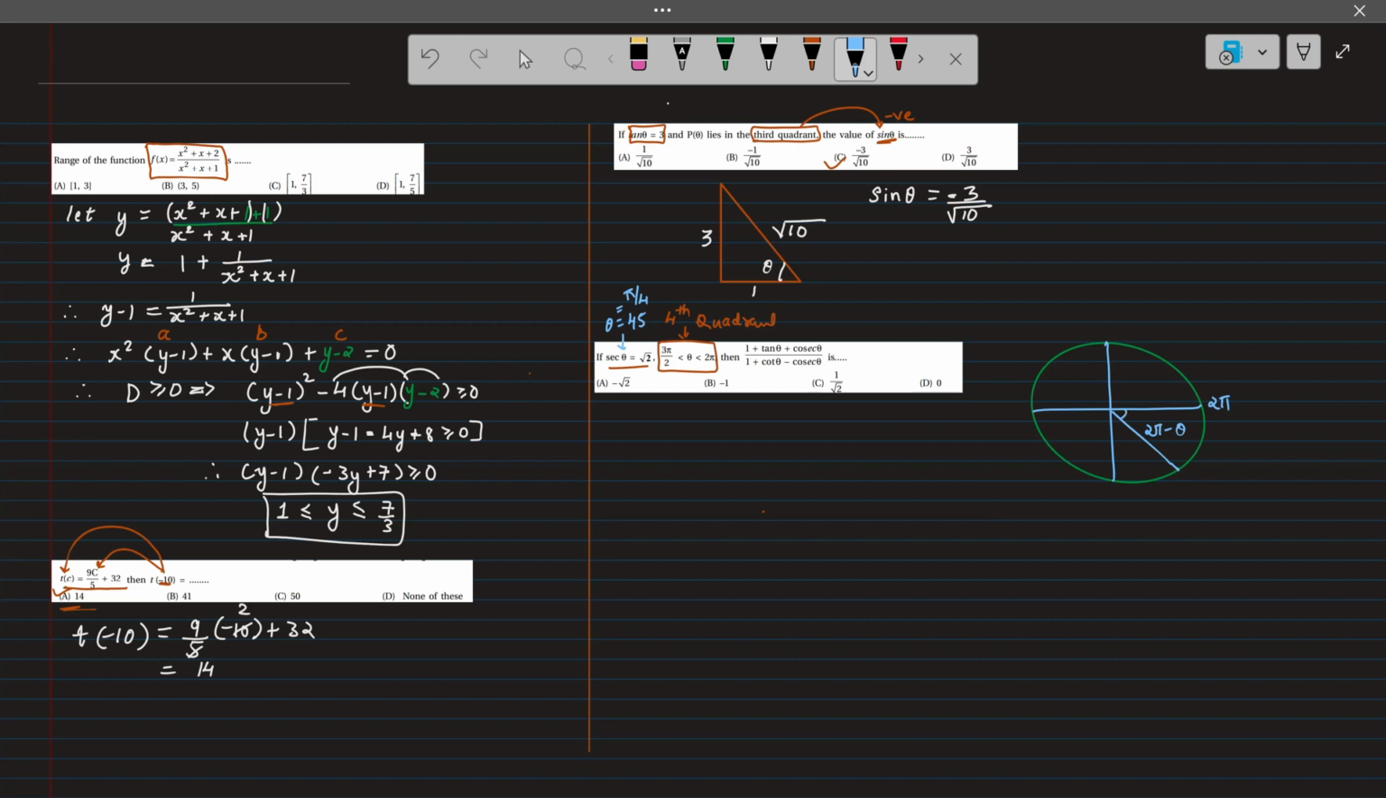So this theta in terms of positive x-axis will represent 2 pi minus theta. So here the theta will become basically 2 pi minus pi by 4, which is equal to 7 pi by 4. Now we have the value of theta. We can directly substitute in our given question, where we have to find the value of (1 plus tan plus cosec) upon (1 plus cot minus cosec).